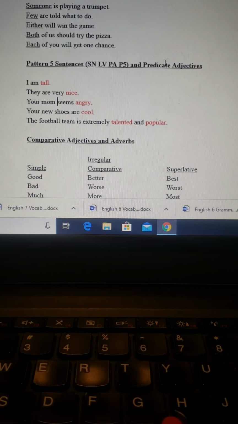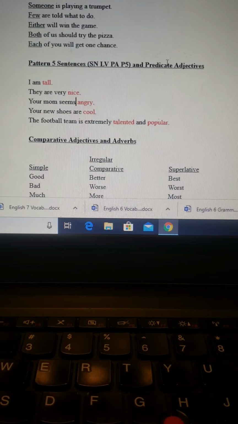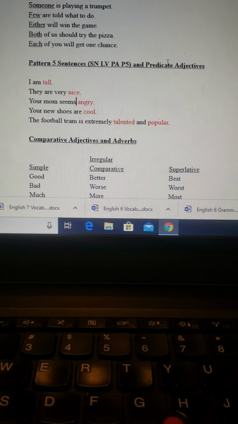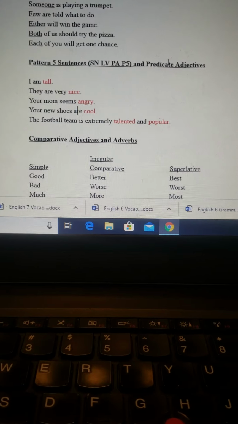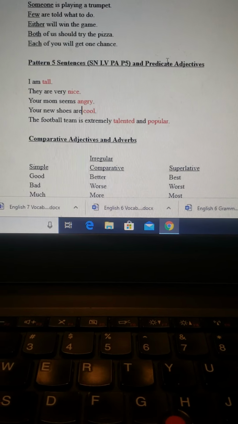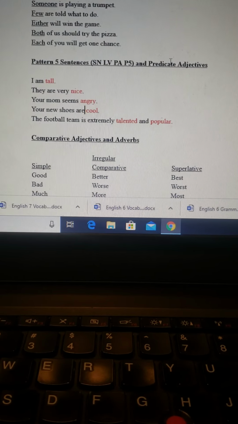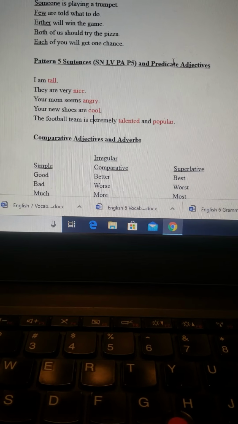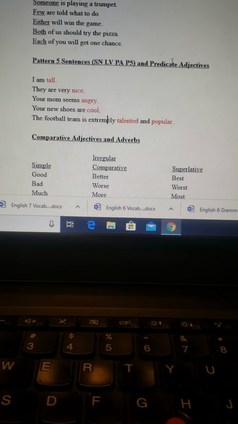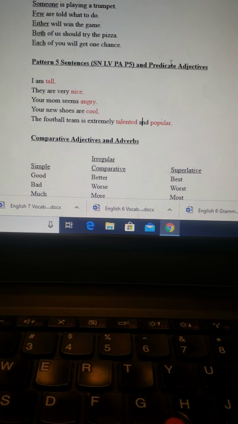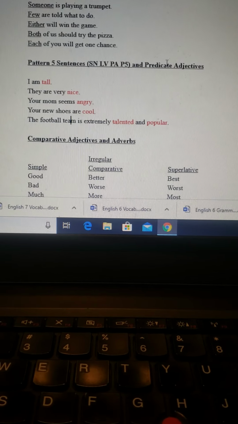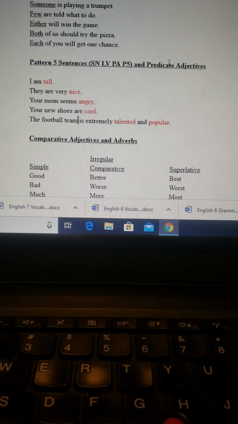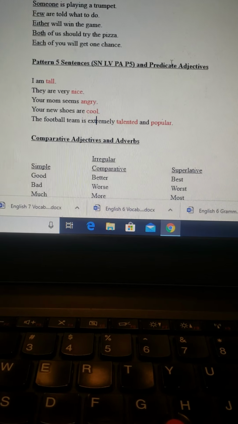And you can always trust that in these types of sentences, if I'm asking you to find a predicate adjective, the verb is a linking verb. So mom seems what? Angry. Pretty simple. Your new shoes are cool. So shoes are what? Shoes are cool. Football team is extremely talented and popular. This is to show you that there can be compound predicate adjectives. So is is our verb. Team is what? Talented and popular.